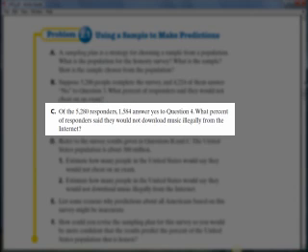C, of the 5,280 responders, 1,584 said yes to question 4. You're asked what percent of the responders said they would not download music illegally from the internet. So if 1,584 said yes, you're asked what percent said no. So you can pause and find that answer.